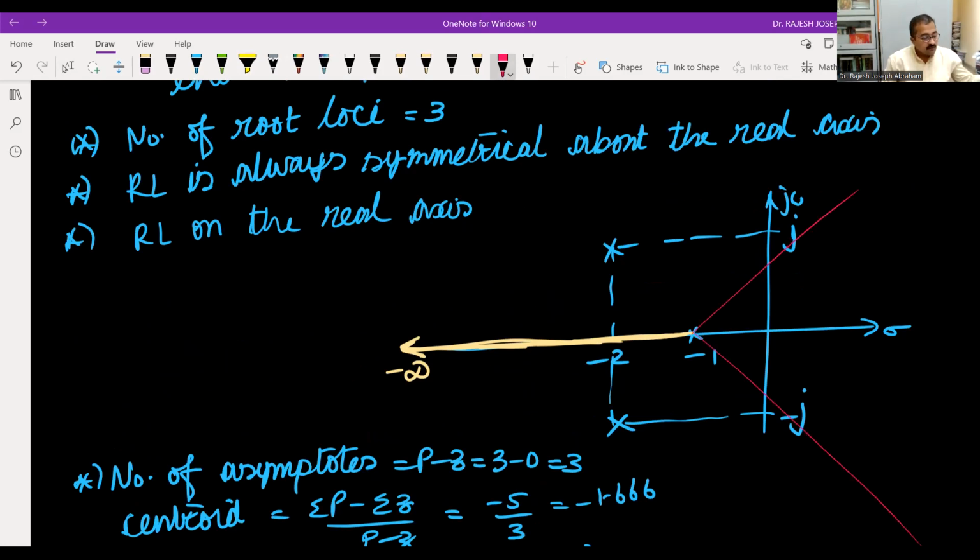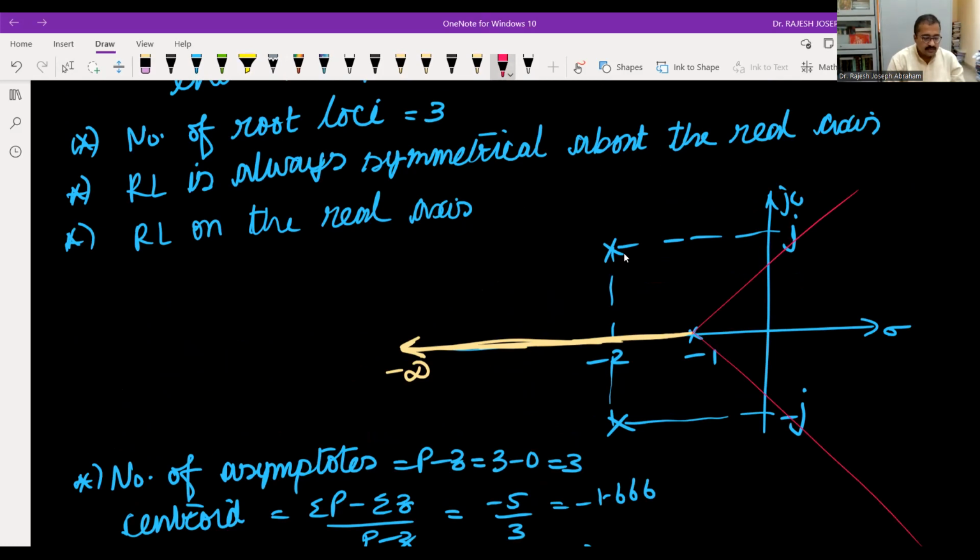Okay, what next? Here there is no breakaway point. There are no 2 adjacent poles which are a part of root locus. So you can skip that and jump to the next. Now we have a pair of complex conjugate poles. That means we need to calculate the angle of departure.